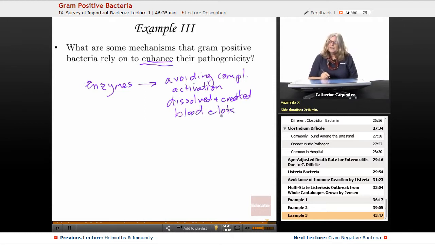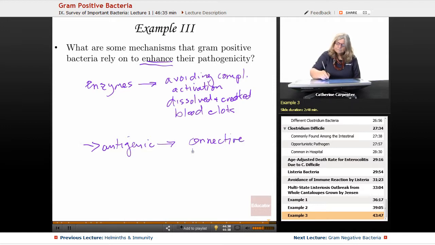We also had some that actually resembled, and those were more like the antigens too. So we had some antigenic structures that also serve to mimic some of the human tissue, right? So connective tissue based. So these particular antigens look like connective tissue. So these are some of the ways in which gram-positive bacteria can enhance their pathogenicity. How? By escaping detection. What's the other one?